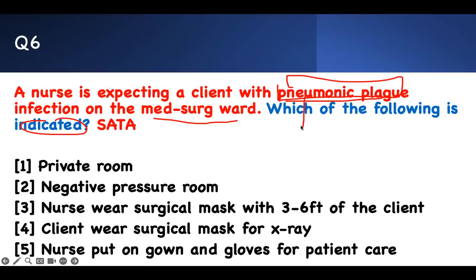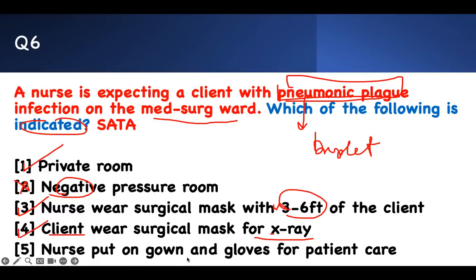Infection control, pneumonic plague, this is droplet precaution. And in droplet precaution, of course, private room. But they don't need a negative pressure room. The nurse wears a surgical mask within 3 to 6 feet of the client. Excellent. Yes, the client wears a surgical mask for X-ray when he's leaving the room.